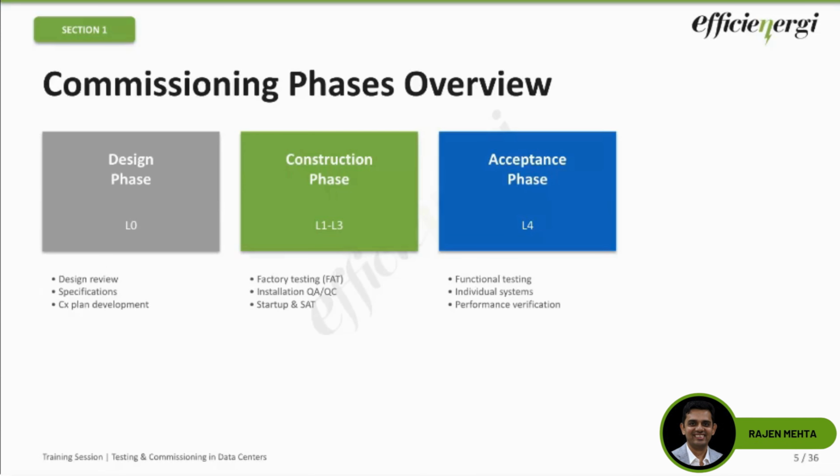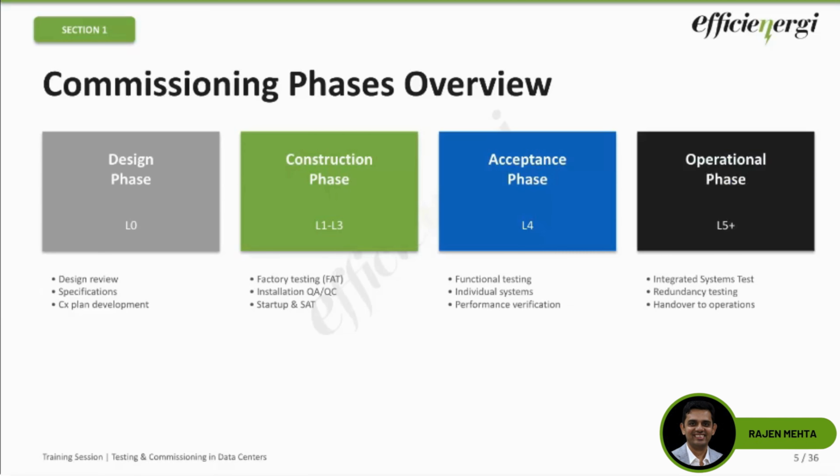Then we go into the acceptance phase. This is when the responsibility transfers from the contractor to the commissioning agency. We will see that in a bit. Here, what we are going to focus on is functional performance testing. In the earlier phases, we focus on individual equipment. Here, we focus on individual systems. Each system is tested individually under various conditions, and we verify that the system performs as specified in the acceptance, that is the L4 stage.